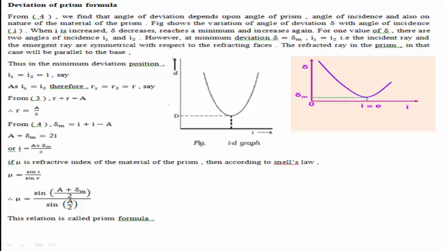Thus, in the minimum deviation position, I1 is equal to I2, which is taken as I, therefore R1 is equal to R2, which is taken as R. From equation number 3, we can write R plus R is equal to A. When you add these, you get 2R is equal to A, then R is equal to A by 2. From equation number 4, we can write delta M is equal to I plus I minus A.